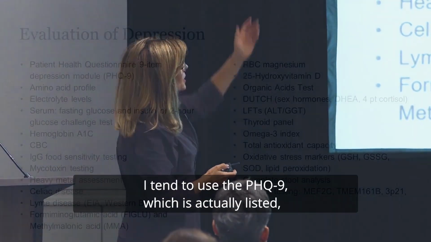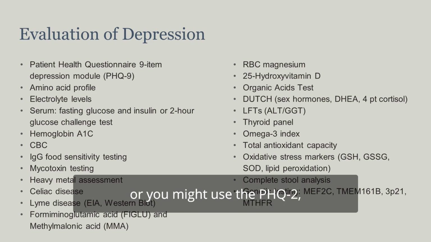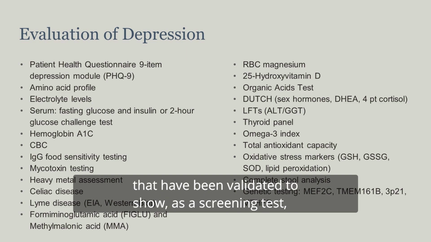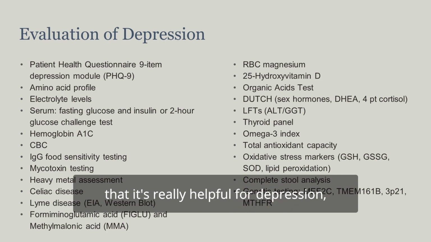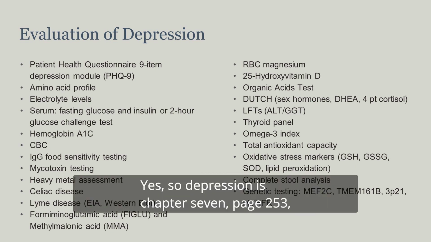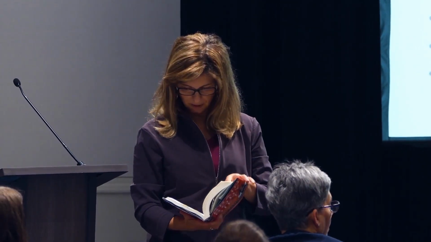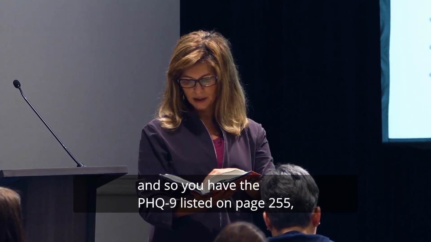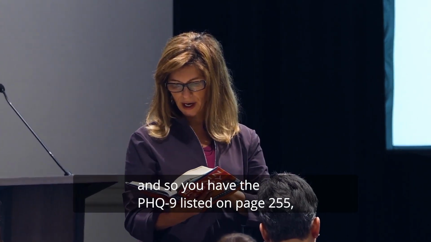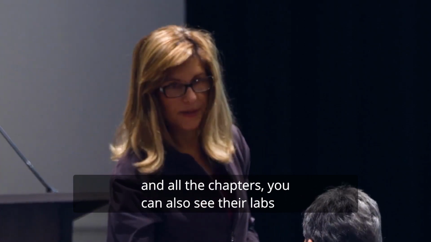Evaluation of depression. I tend to use the PHQ-9, which is actually listed, I think, in chapter 7 of Brain Body Diet. So you might use this in your practice too, or you might use the PHQ-2, which is just a really simple 2 questions that have been validated as a screening test that's really helpful for depression, and then you can move on to the PHQ-9. Depression is chapter 7, page 253, and so you have the PHQ-9 listed on page 255. And then for the cases that I have in this chapter and all the chapters, you can also see their labs in the notes.